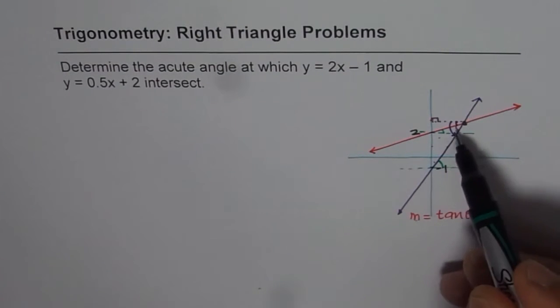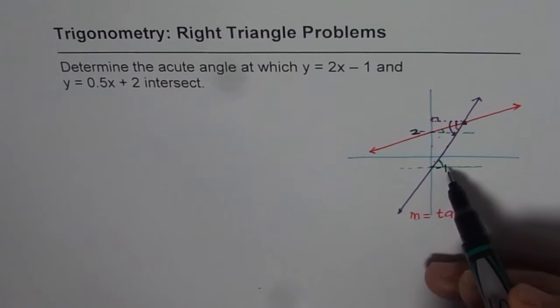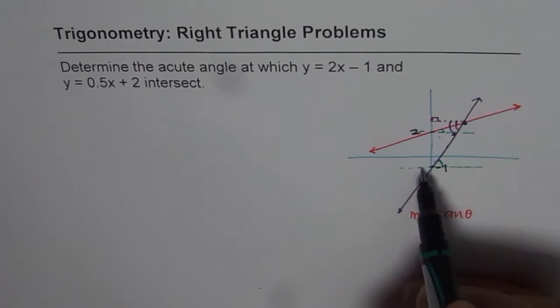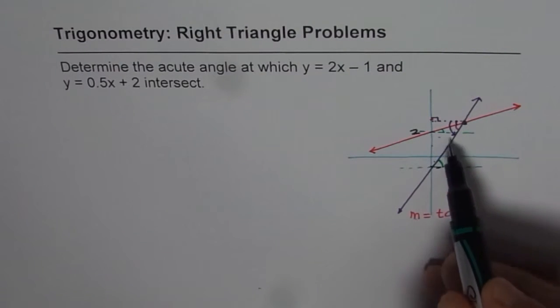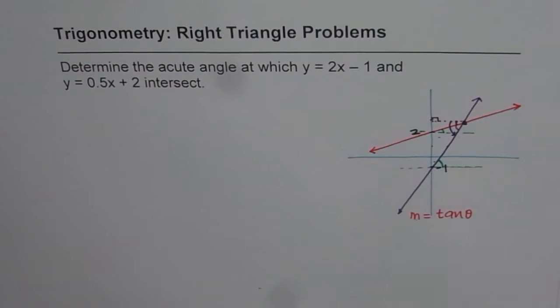Now, this method I'll leave for you to do. Slope is the tangent of the angle which the line makes with the horizontal, so you can apply that strategy to solve the given question. So these are two different ways in which this problem can be solved.